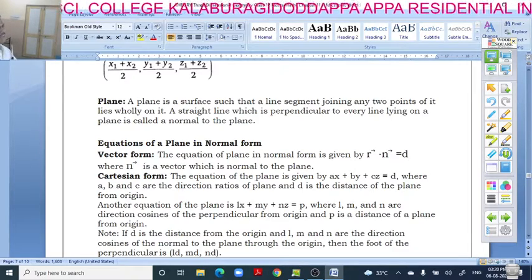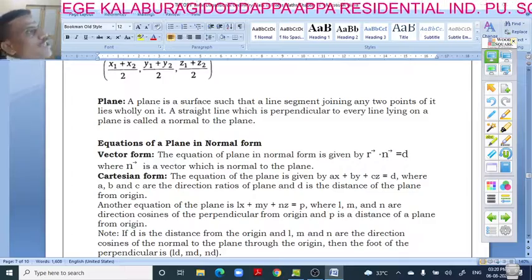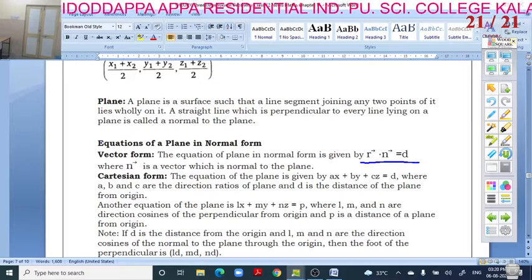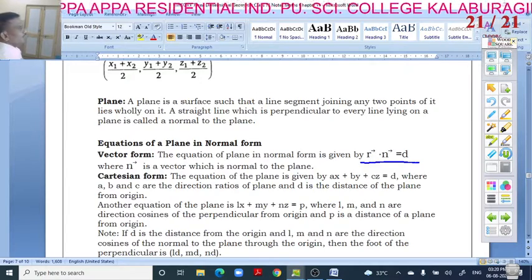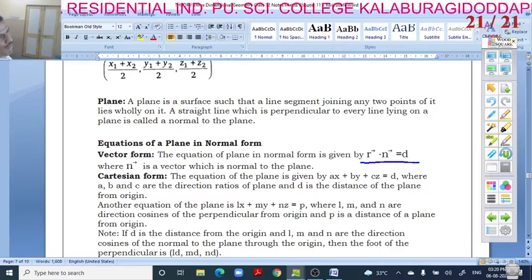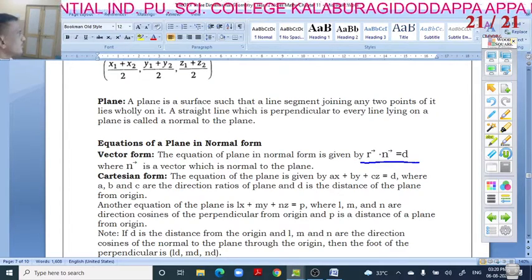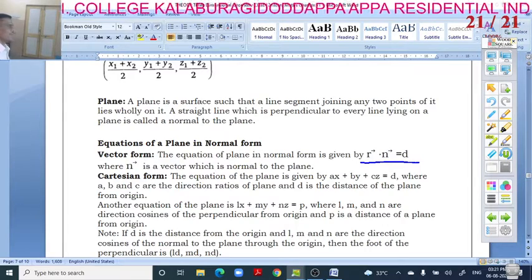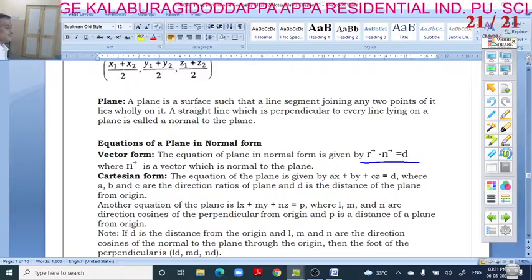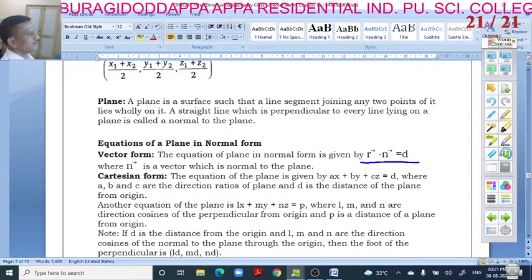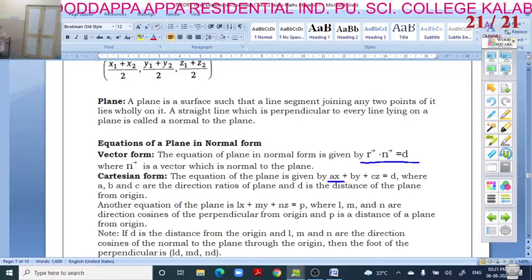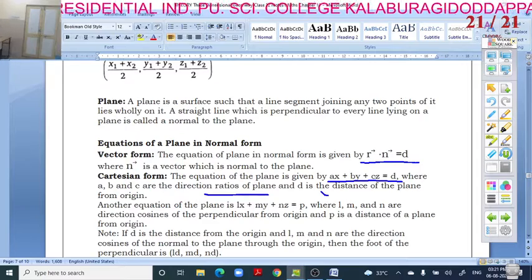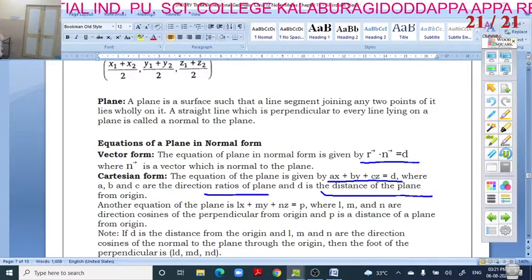So next, equation of a plane in the normal form. Vector r dot n cap is equal to D. That is, the vector equation of the plane in the normal form is given by vector r dot n cap is equal to D, where n cap is a unit vector normal to the plane. Next, the Cartesian form of the equation is given by ax plus by plus cz is equal to D, where a, b, c are the direction ratios of the plane, and D is the distance of the plane from the origin.